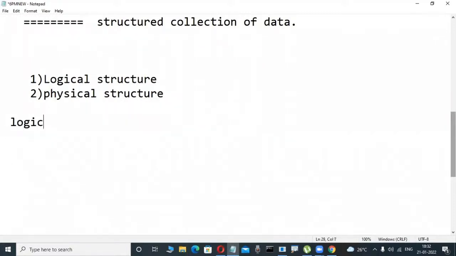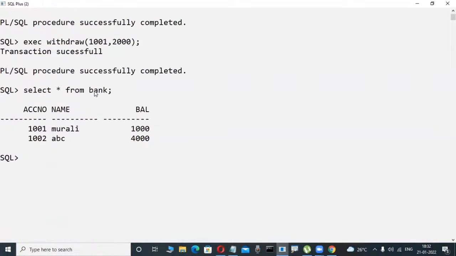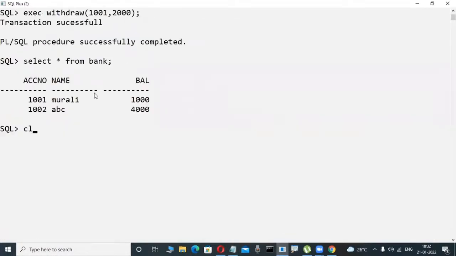Logical structure means nothing much, very easy. Now here, check it out. Slowly observe it here. Suppose today I'm installing Oracle, for example. In this Oracle software, I try to create a table. Maybe bank is a table, in a previous case, bank is a table.